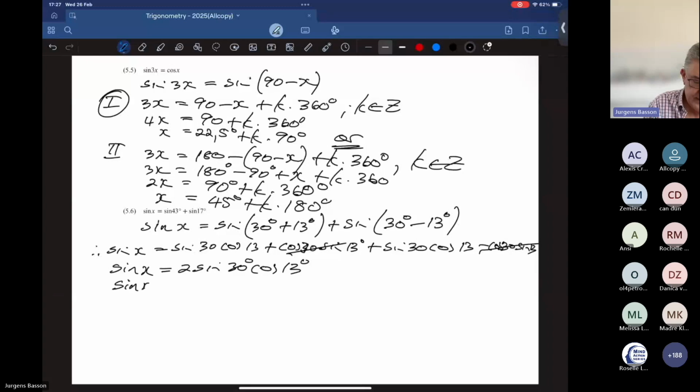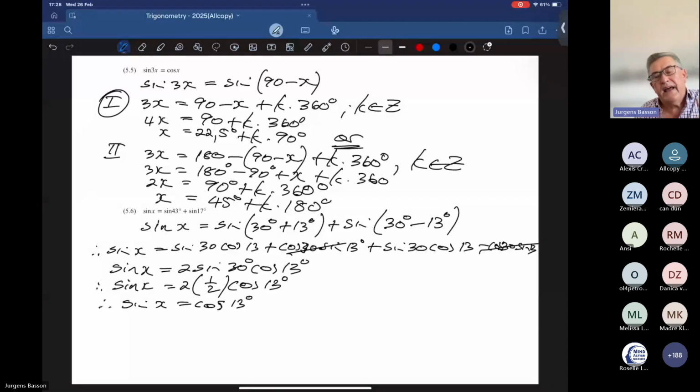So now we know that sine x is equal to 2 sine 30, which is a half, and a half times 2 is 1. And then we have the cos of 13. So now I end up with sine x equals the cos of 13. So you now can see why I did the previous questions with you. I've got a sine equal to a cos, and the names must be the same. So I will not change the x, I will change the 13, and I will write it as the sine of 77, because it is 90 minus, and then cos changes to sine.